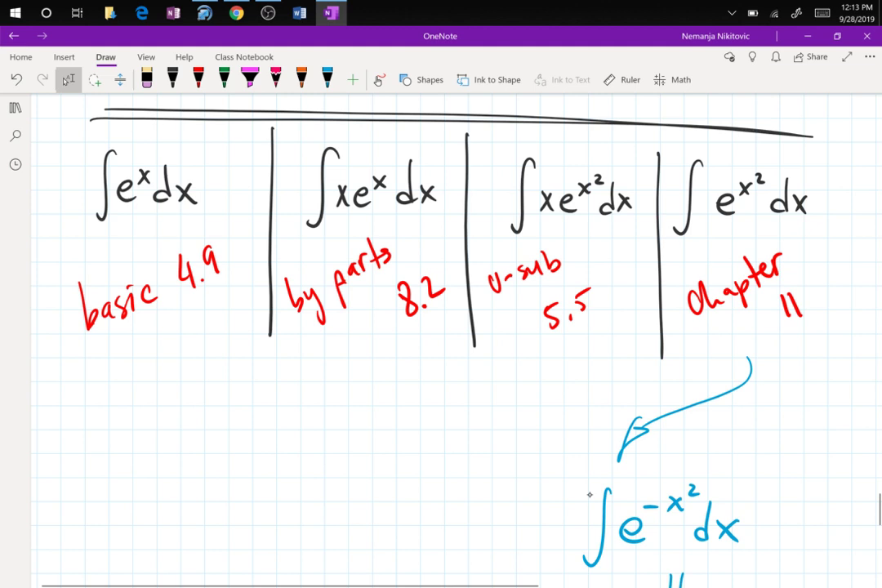Does this mean anything? Yes. It's the error function. That's what it's called, error function, because it can't be integrated. That's why it gives you that. It cannot be integrated, but we are still going to approximate it in chapter 11. So we'll be able to compute something similar.